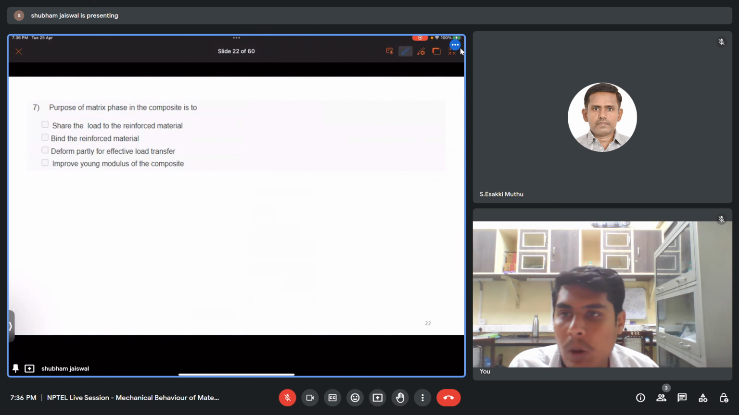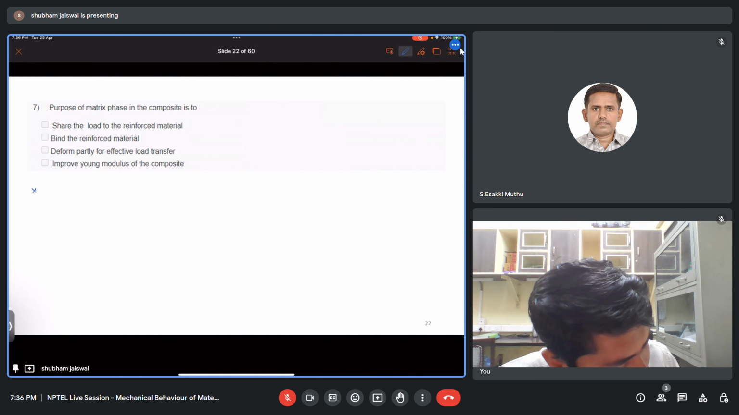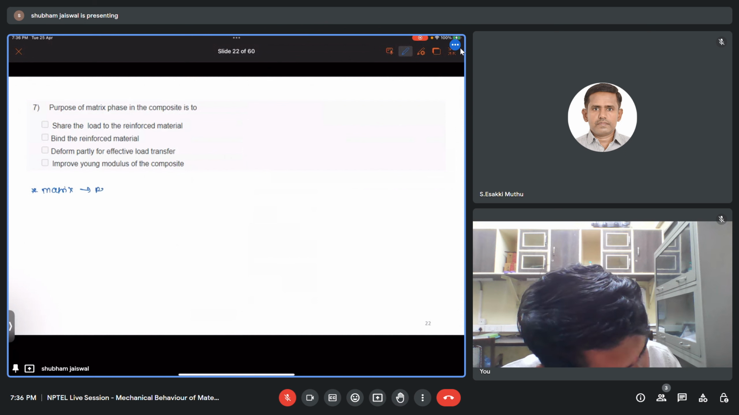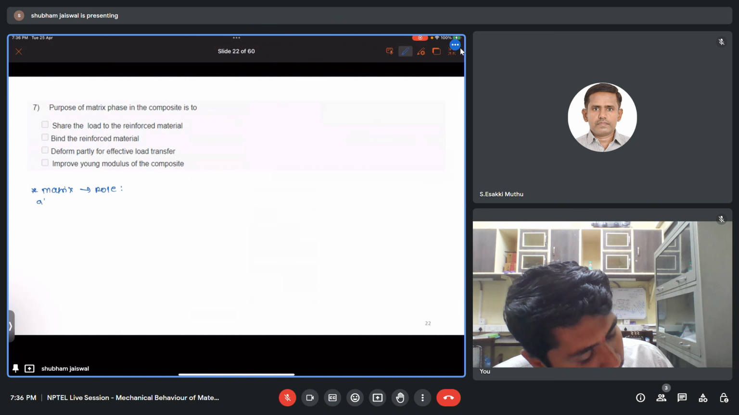So for this question, in the recapitulation, we have seen the characteristics of the composite depend mainly on the matrix and reinforcement, and in that too we have listed down some roles of the matrix material. So for matrix, what are the roles? So it should provide bulk form.